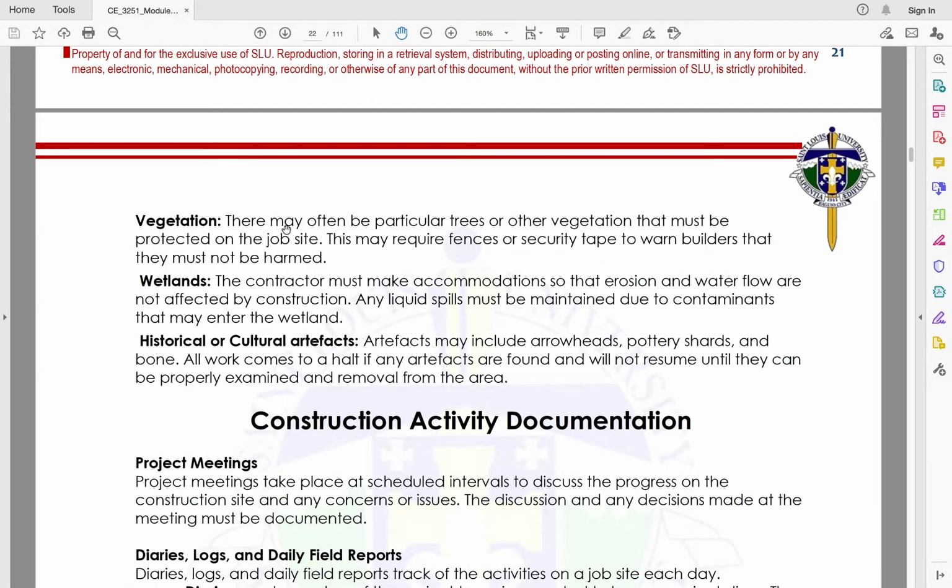Next is vegetation. So there may often be particular trees or other vegetation that must be protected on the job site. So this may require fences or security tape to warn builders that they must not be harmed. A good example of this is yung mga matatandang puno, yung mga umaabot na ng hundreds of years. And even for typical trees, hindi pwede basta-bastang nagpuputol ng trees. If we are going to cut trees, then we need to apply, and even for building construction, it's part of getting a building permit to get an ECC, Environmental Compliance Certificate.